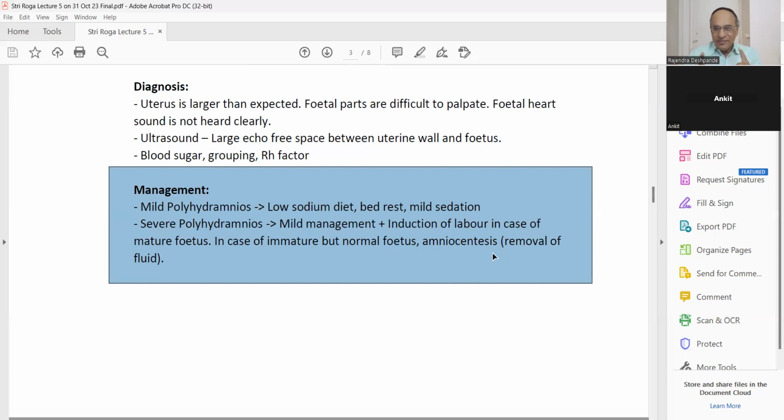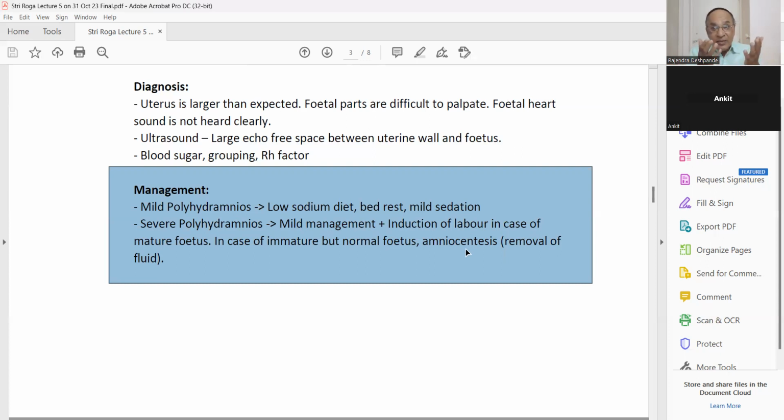I will wait. You have to write down this word, very important. Three times I will say. See the cursor. Amniocentesis. In the oral, they will ask you, what is amniocentesis? Write down, amniocentesis is equal to removal of fluid.